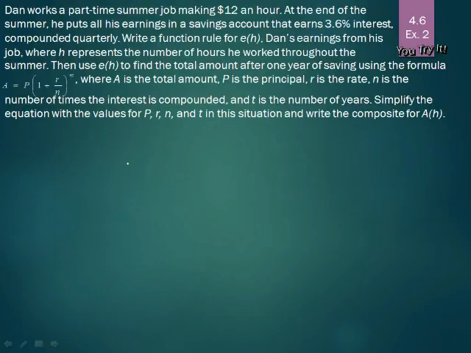Dan works a part-time summer job making $12 an hour. At the end of the summer, he puts all his earnings in a savings account that earns 3.6% interest compounded quarterly. Write a function rule for E of H, Dan's earnings from his job, where H represents the number of hours he worked throughout the summer.